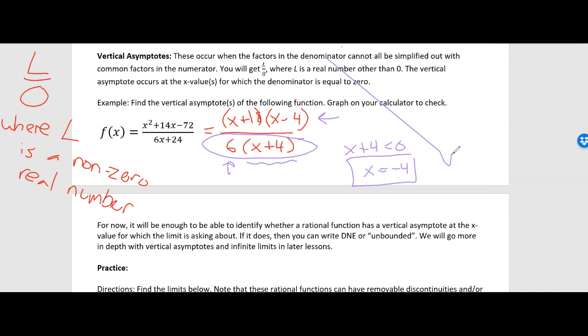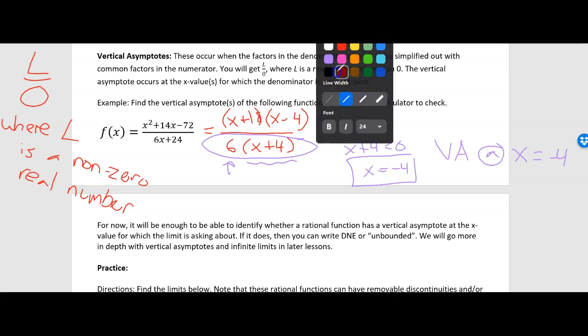So we have a vertical asymptote at x equals negative 4. Hopefully, again, this is all review still, but it is something we need to know. So again, if they were asking you for the limit of this function as x approaches negative 4, well, if we know that there's a vertical asymptote there, we would know that the limit does not exist, right? Because the function's going to be approaching either positive infinity or negative infinity, depending on what side we're coming in from.